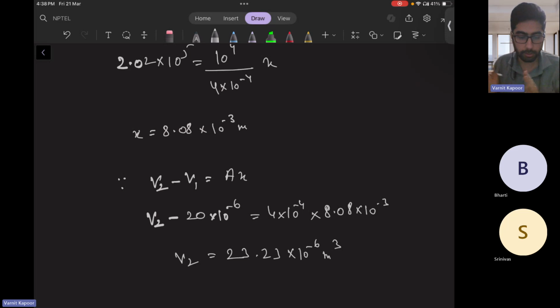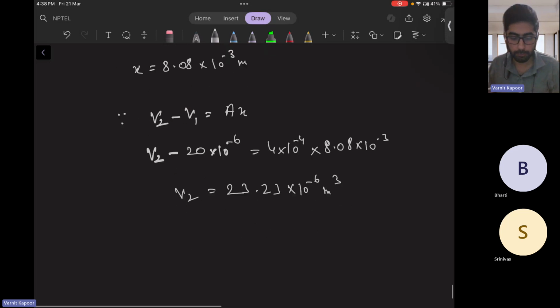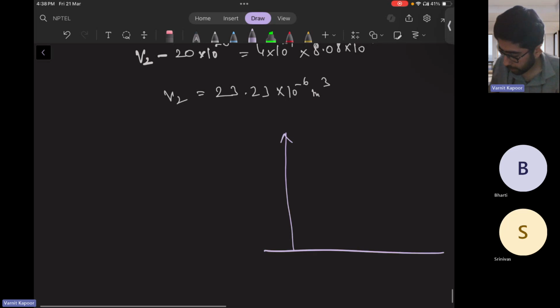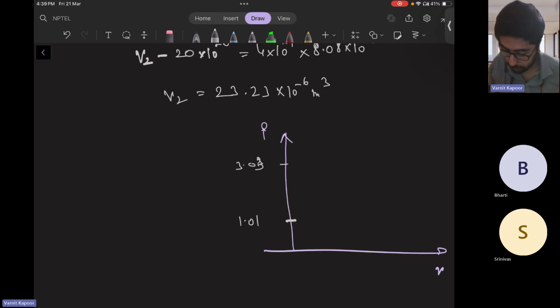Okay. So it's a linear variation if you observe for a spring mass system. If I draw a pressure volume plot like this: initial pressure, you know that it is 1.01, final pressure is 3.03, so I'm writing in atmospheres. Initial volume, you know that it is 20 into 10 to the power of minus 6 meter cube, and final volume is 23.23 into 10 to the power of minus 6.